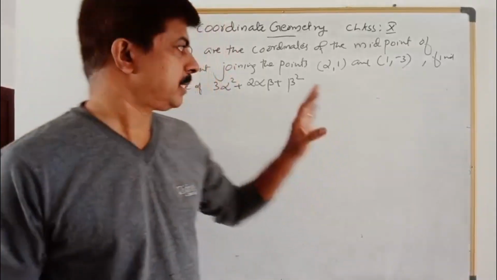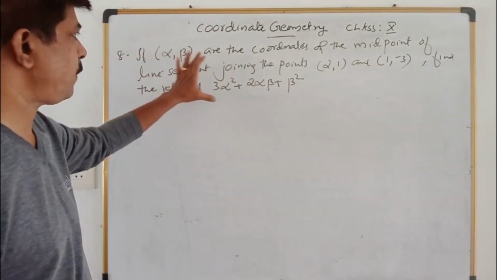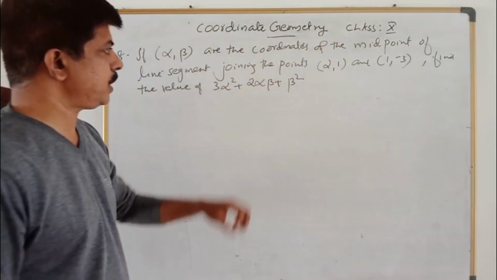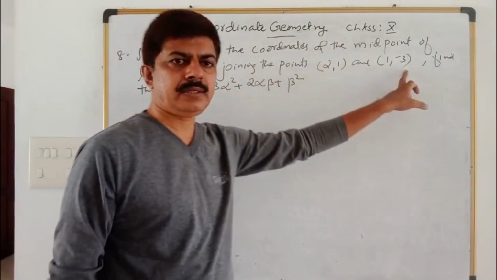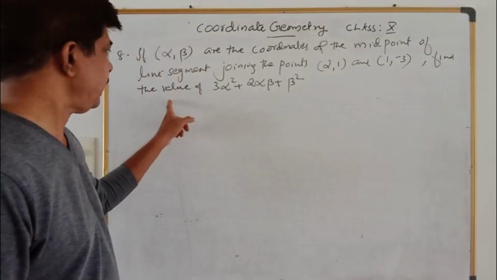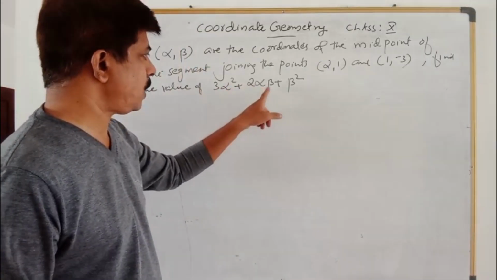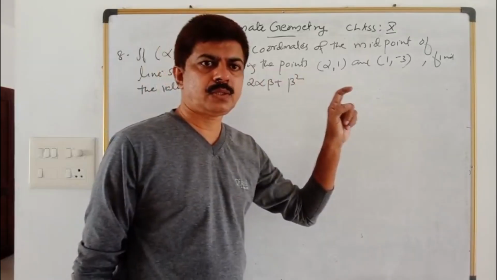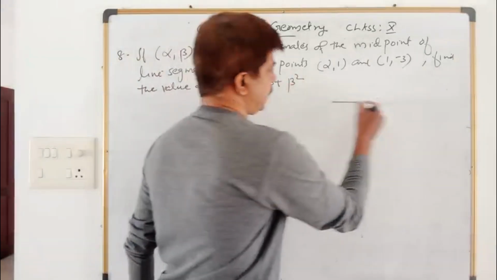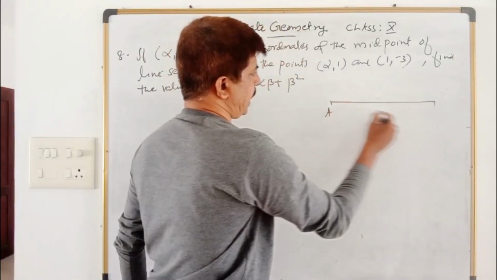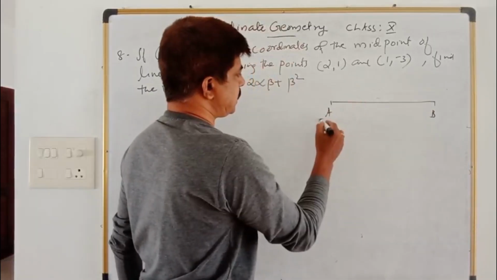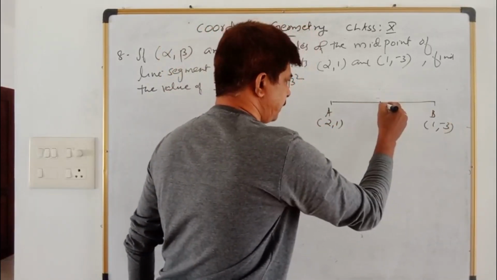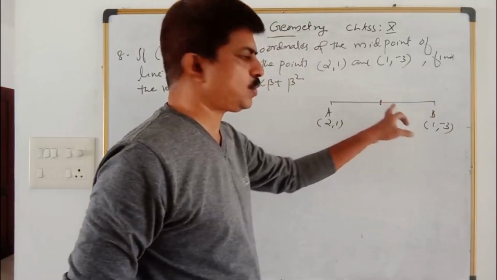Okay. Our next question is 8, 20. If alpha, beta are the coordinates of the midpoint of the line segment joining the points (2, 1) and (1, -3), find the value of 3 alpha square minus 2 alpha beta plus beta square. Actually, alpha and beta are the coordinates of the midpoint of the given line segment AB. Their points are given as (2, 1) and (1, -3). This is a midpoint, so the ratio will be 1:1.